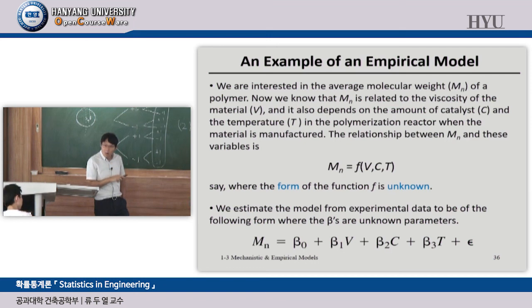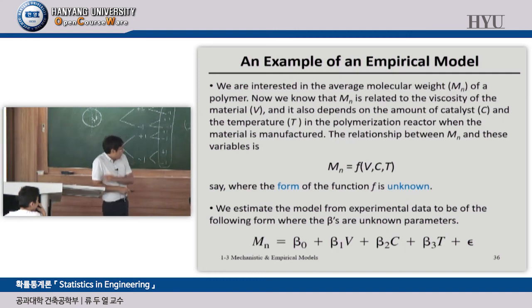It is a first-order function, linear. So, Mn equals beta 0, where beta indicates the coefficient, beta 0 plus beta 1 multiplied by V plus beta 2 multiplied by C plus beta 3 multiplied by T plus epsilon. And based on the data points, we can find the coefficients based on the regression analysis. Okay?